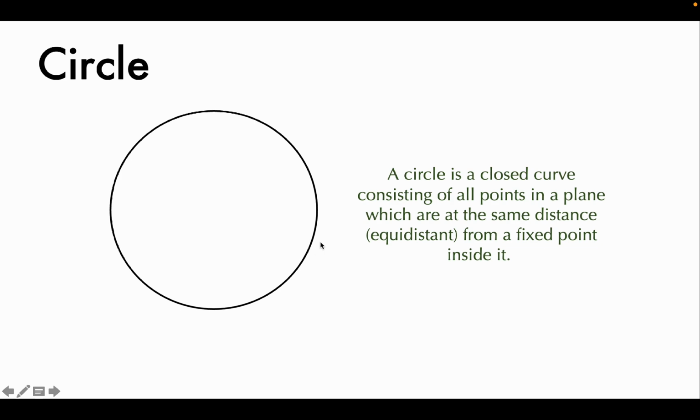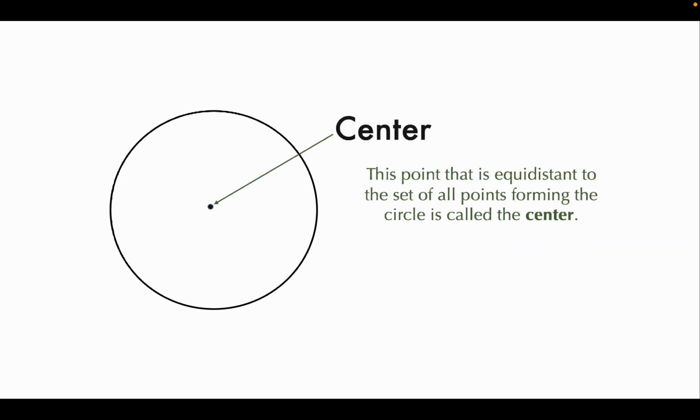Okay? Now, how is a circle different from an oval? Pag sinabi nating circle, lahat ng points outside, itong bumubuo dito, ay equidistant to one fixed point inside it. Ano ba yung fixed point inside this circle? That is what we call the center. So the center, or this point, is equidistant to the set of all points forming the circle. So itong point na ito, nasa gitna, is equidistant.